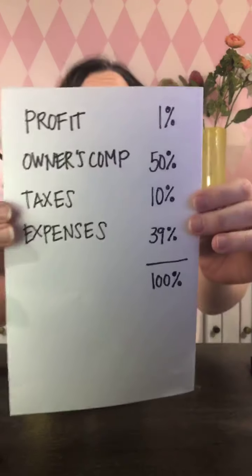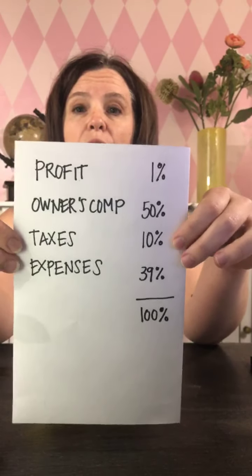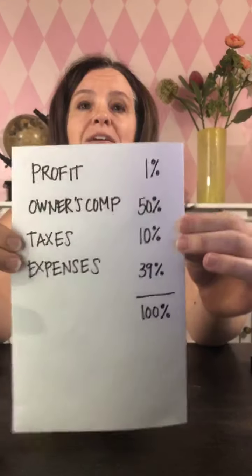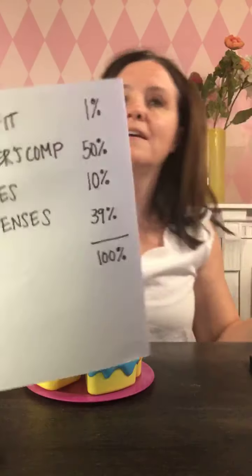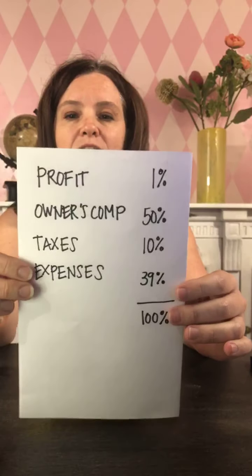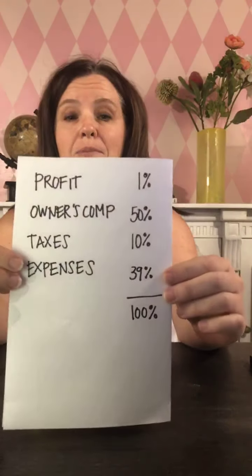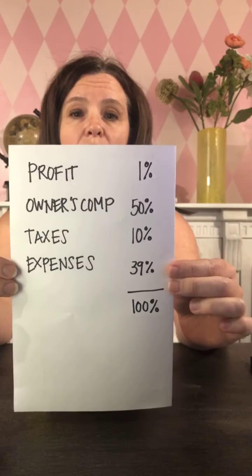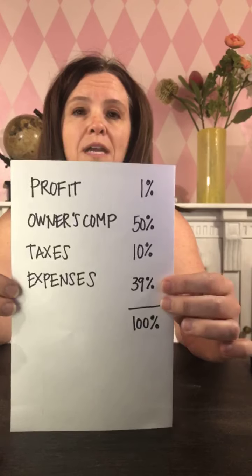Okay, so the easier, not as accurate way. You really just need to have percentages. We are going to use these percentages here. Profit is going to be 1%. Owner's comp is going to be, sorry, I forgot what I wrote, 50% there. Taxes are going to be 10%, and expenses are going to be what's left, at 39%. As you can see, that totals 100%. So if that's as far as you want to go, again, I'll see you tomorrow.